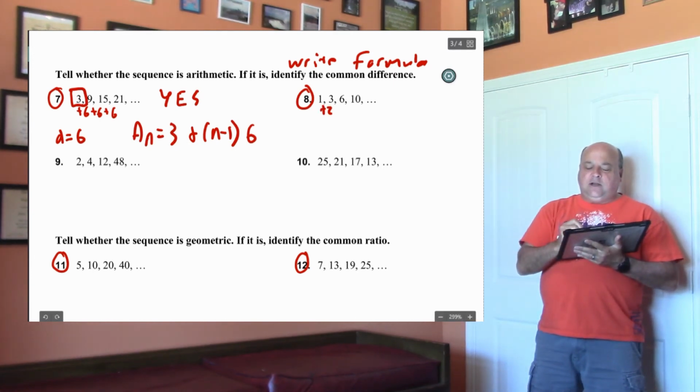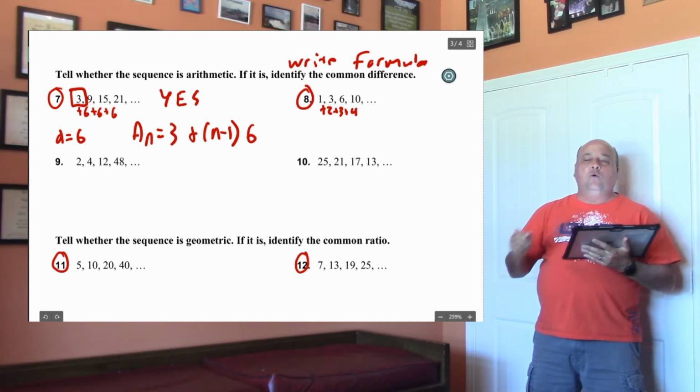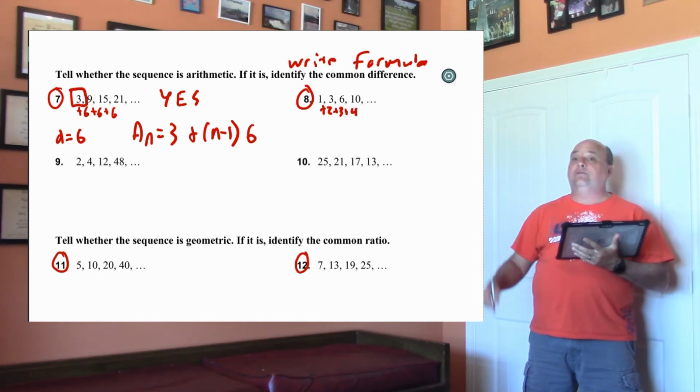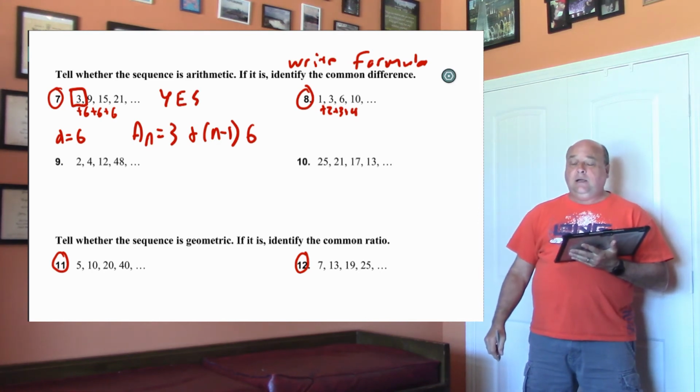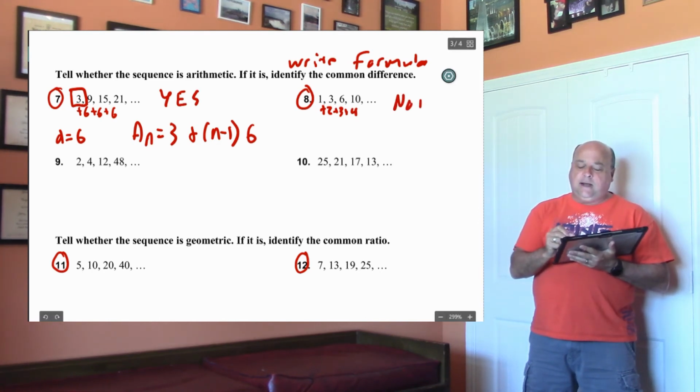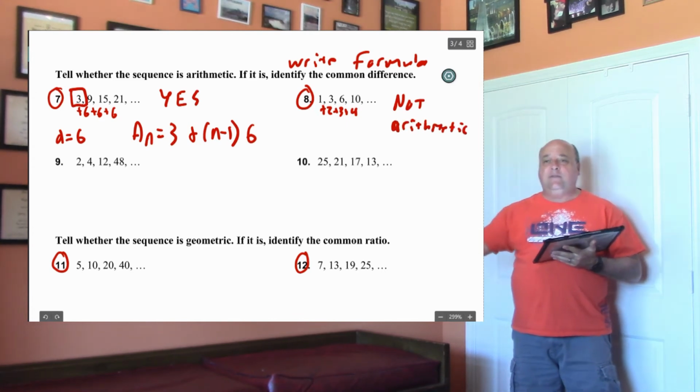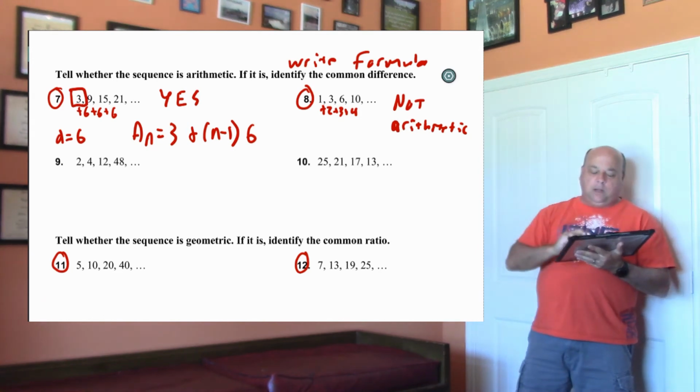On the next one, I'm adding 2, I'm adding 3, I'm adding 4. That is not arithmetic. That would be a quadratic, okay? Because you keep increasing, right? So put not arithmetic. If it is arithmetic, write down the common difference and write down the formula, okay?